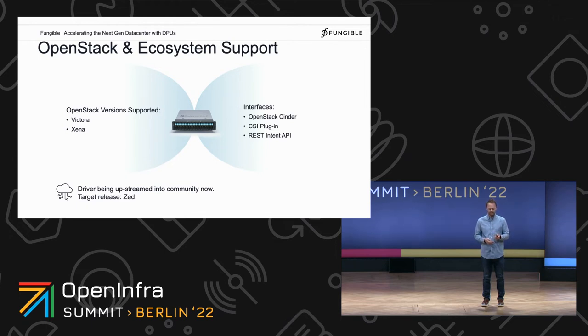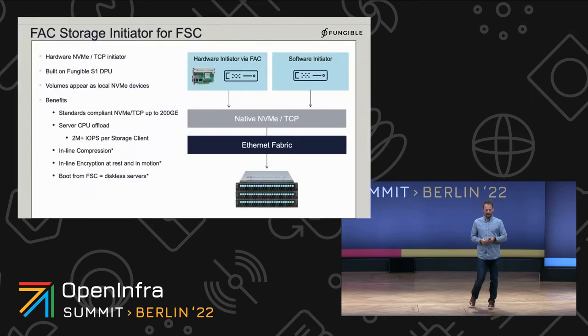One other option when we deploy our fungible storage cluster is to use our DPU and a PCI card. We call this a hardware storage initiator. Now, this isn't a requirement for using our storage. Any modern Linux has an NVMe TCP driver already natively. But there are some advantages to using a DPU in the host as well.